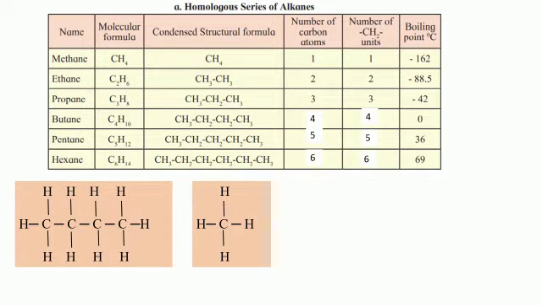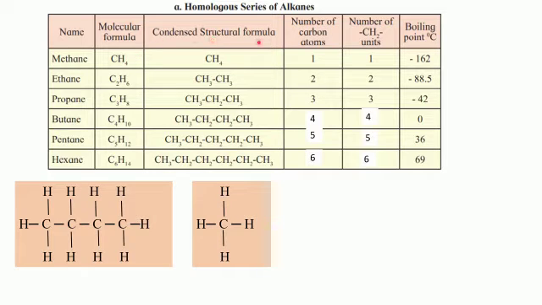Let us take up a few more homologous series from your textbook, page number 119. This is the homologous series for alkanes. So you have been given the name of the members of the alkane series here: methane, ethane, propane, butane, pentane, hexane. Molecular formulas have been given. By using the general formula CnH2n+2, you can get the molecular formulas.